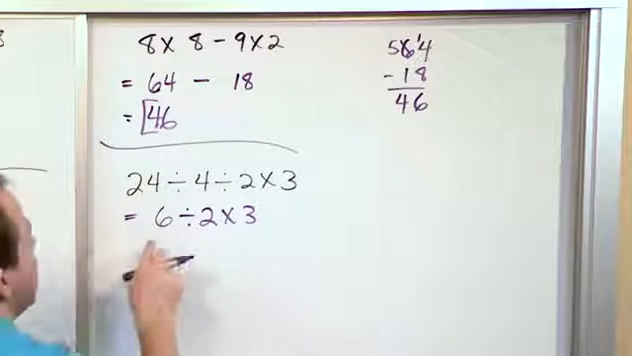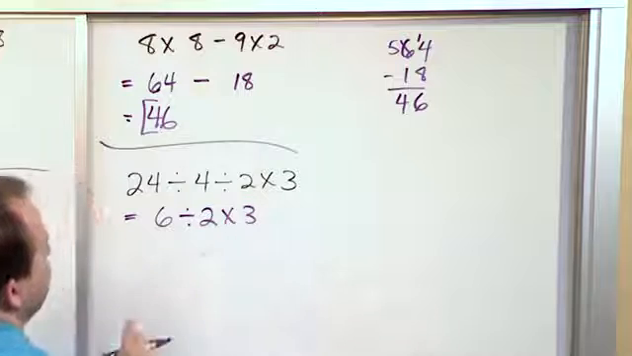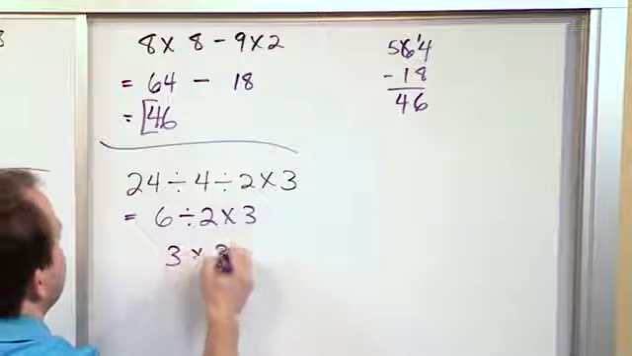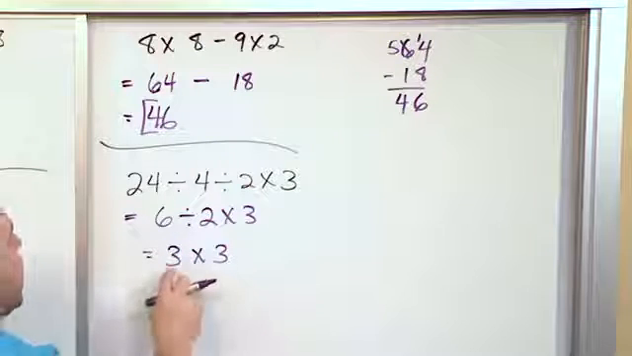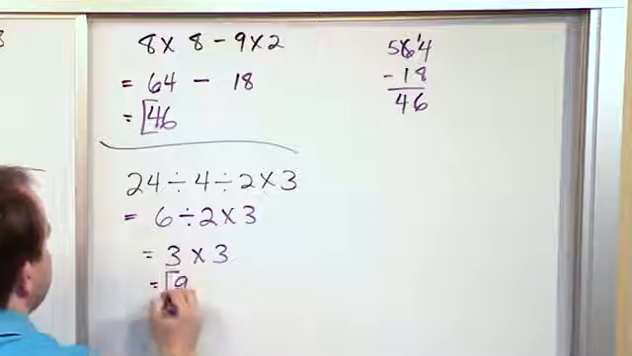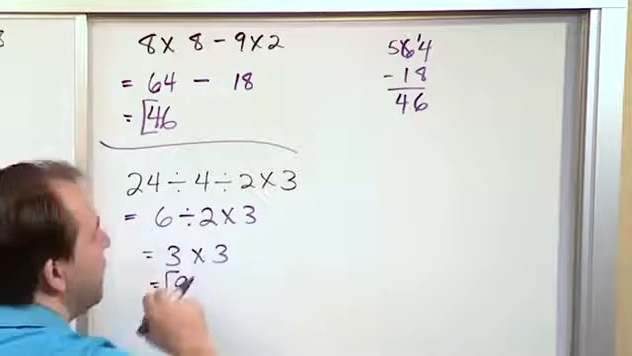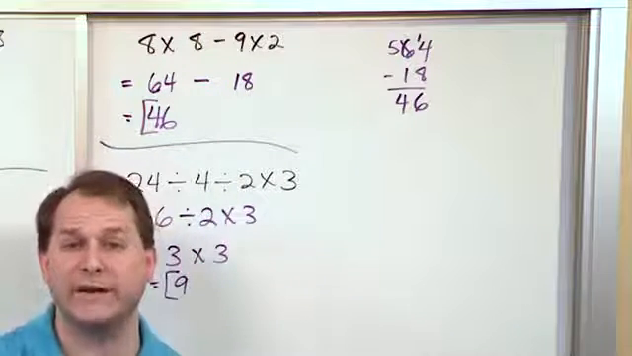This became a 6. Now we go left to right, multiplication and division. 6 divided by 2 is 3. Now we have the times 3. We'll just leave that along for the ride. And then finally, 3 times 3 is 9. So the answer to that problem is 9. This is what we really mean when we say multiply and divide left to right.